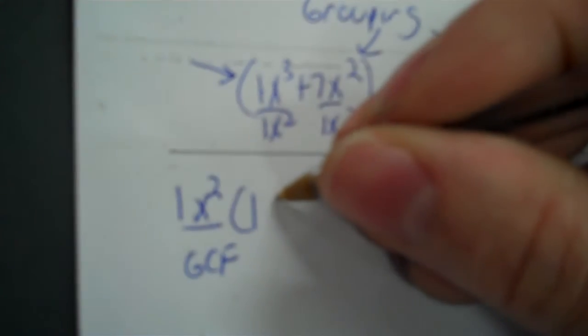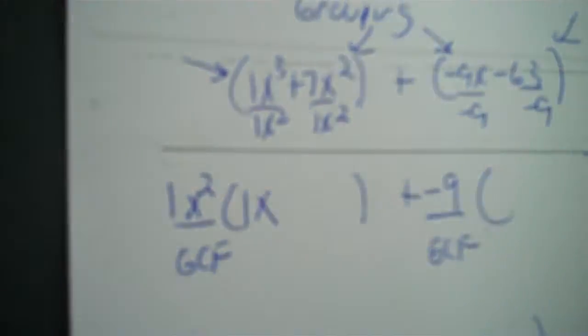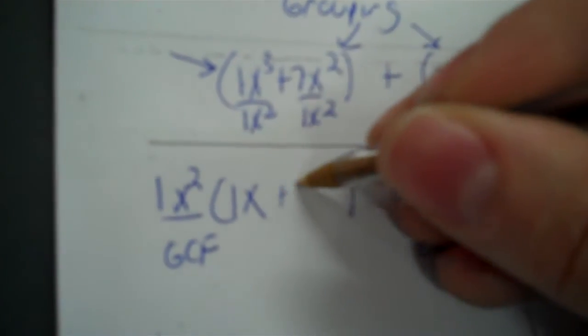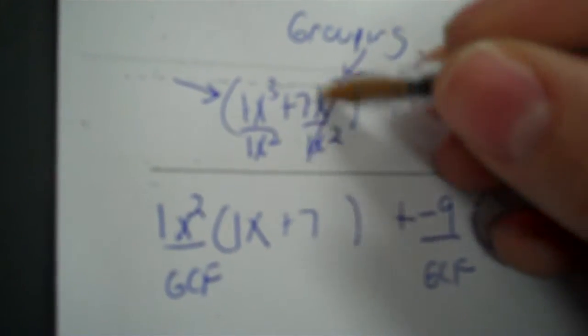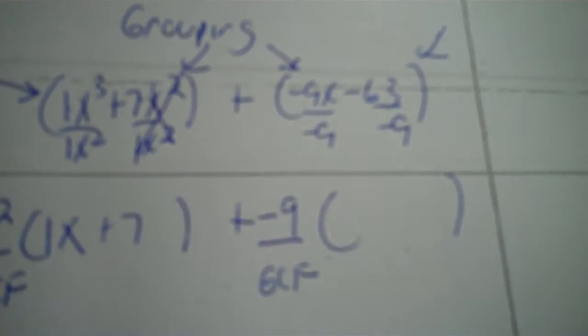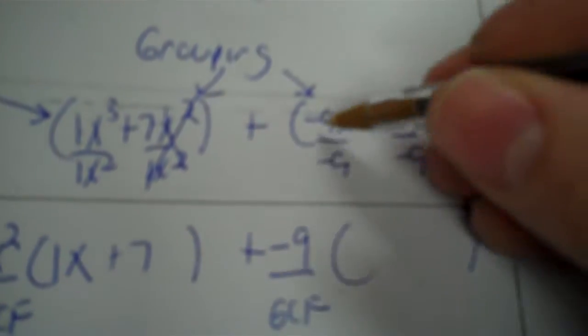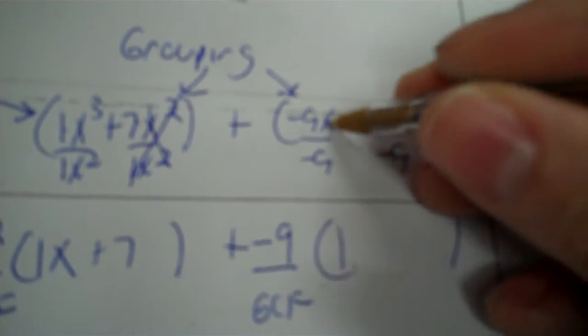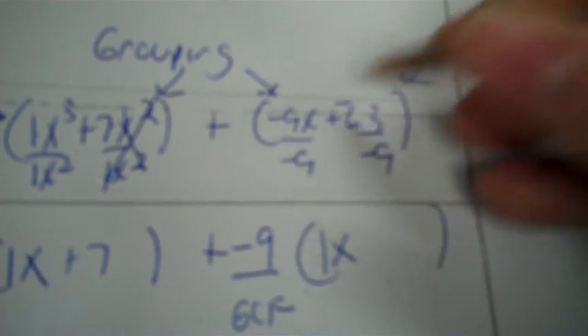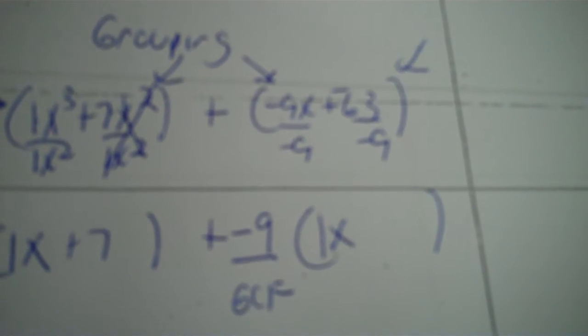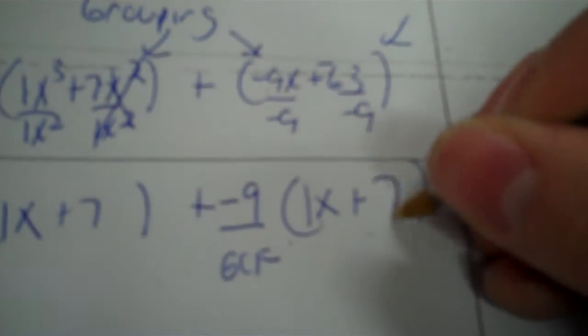Okay, so 1 divided by 1 is 1. Remember, 3 minus 2 is 1, so it would be x to the first, which is just x. And then 7 divided by 1 is 7, and when the exponents are the same, those cancel. Now over here, I'm hoping I get the exact same thing. So negative 9 divided by negative 9 is 1. The x stays, and that's a negative 63 divided by a negative 9, and that's positive 7. Okay.